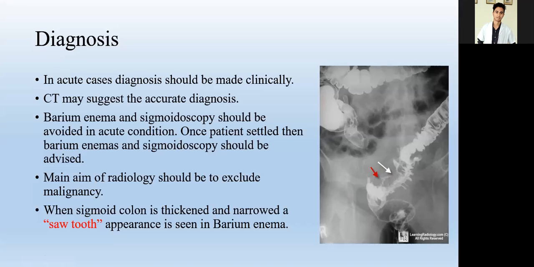This colonoscopy and sigmoidoscopy are to be done to find out other diverticula, along with malignancy. Diverticulosis is not a pre-malignant condition, but malignancy and diverticulosis may coexist. That's why, if you suspect a case of diverticula, you must try to find out the malignancy also. You must rule out the malignancy also. So that's why sigmoidoscopy and colonoscopy should be done.